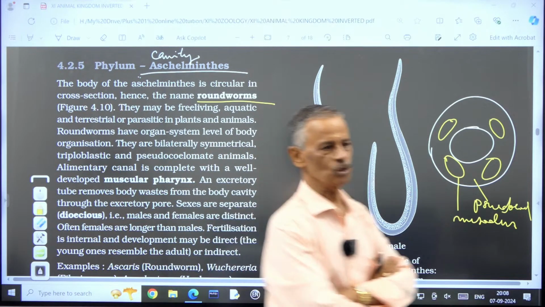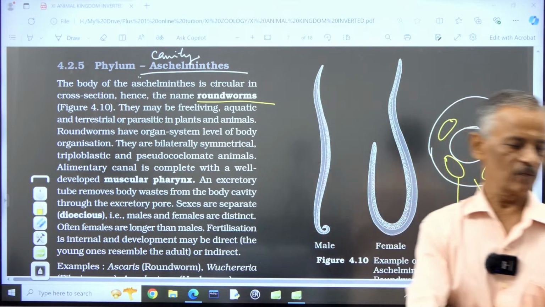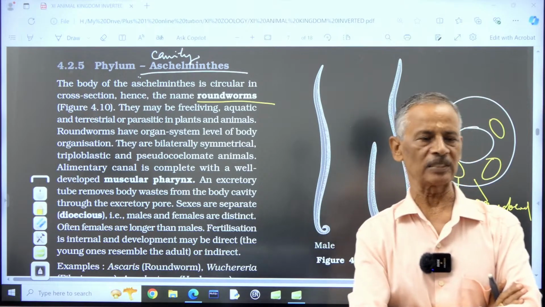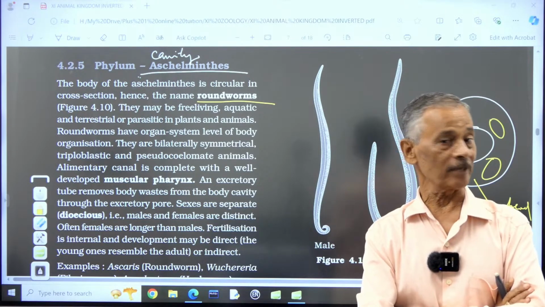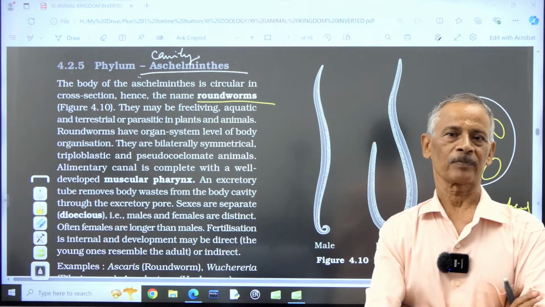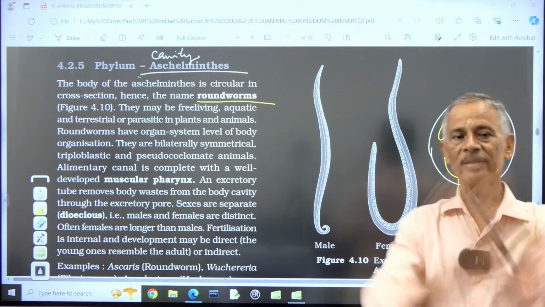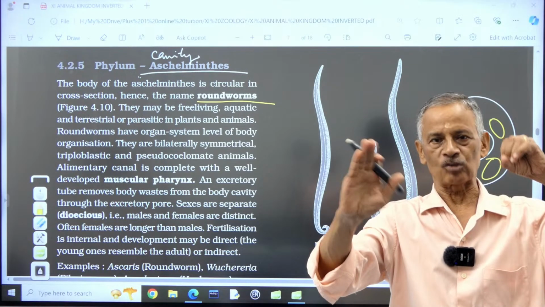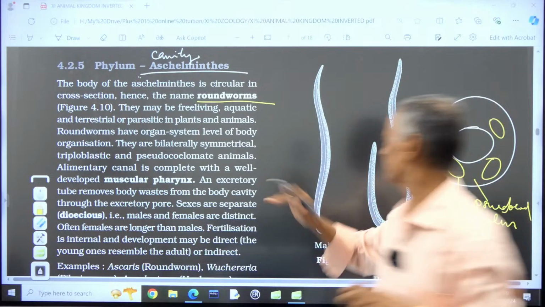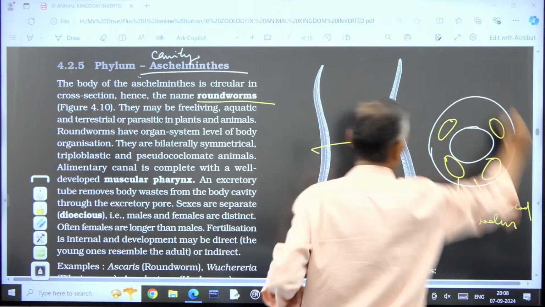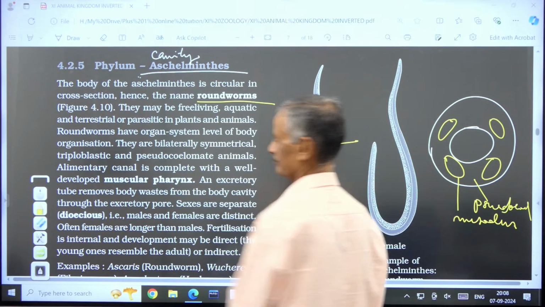Platyhelminths, what did we call them? Flatworms. Here it is called roundworms. What is the reason for that? The animals, when are cut across, when you take a cross section, it is round in outline.